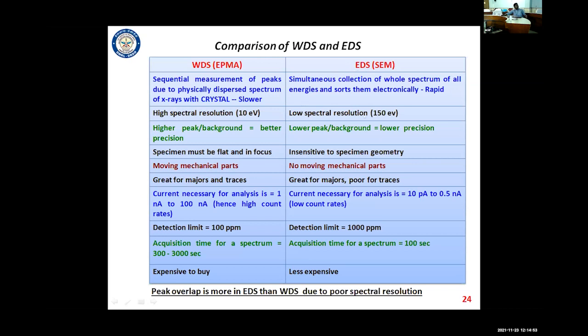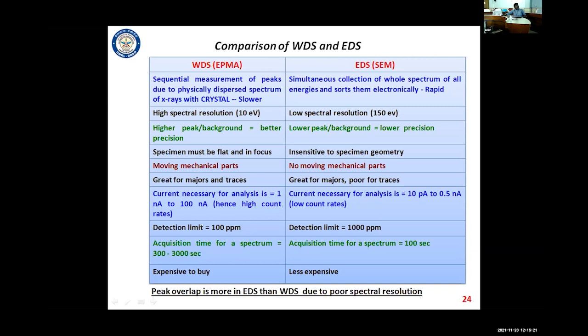So this is around 150 electron volt. So the overlap of the peaks will result in improper quantification of the elements. And in WDS, the specimen you are using must be flat and in focus. And in the WDS, we have some moving mechanical parts. In SEM, there are no moving mechanical parts at all. In WDS we can use currents in the nanoamps, and in SEM we can use up to picoamps.